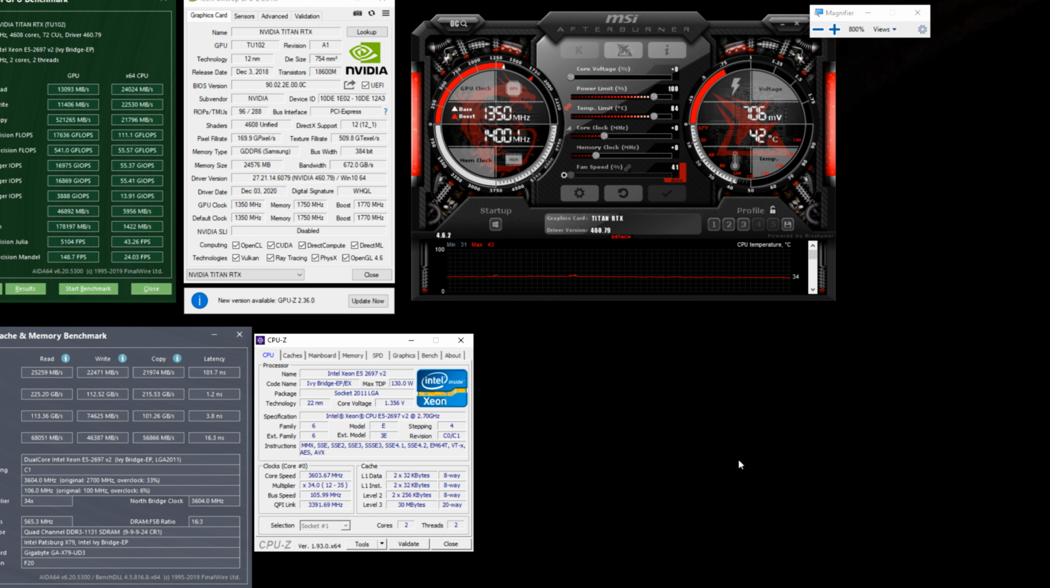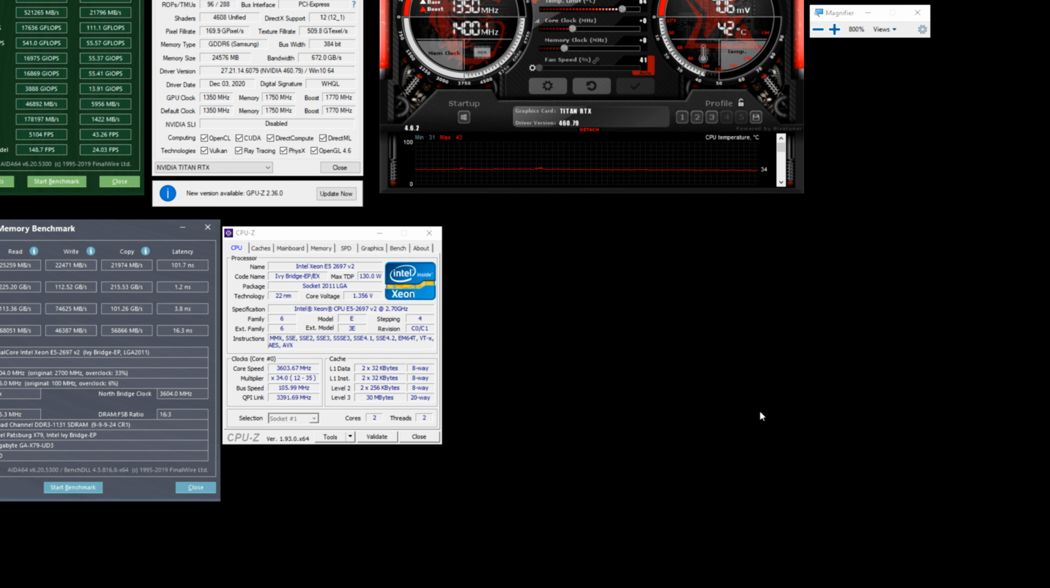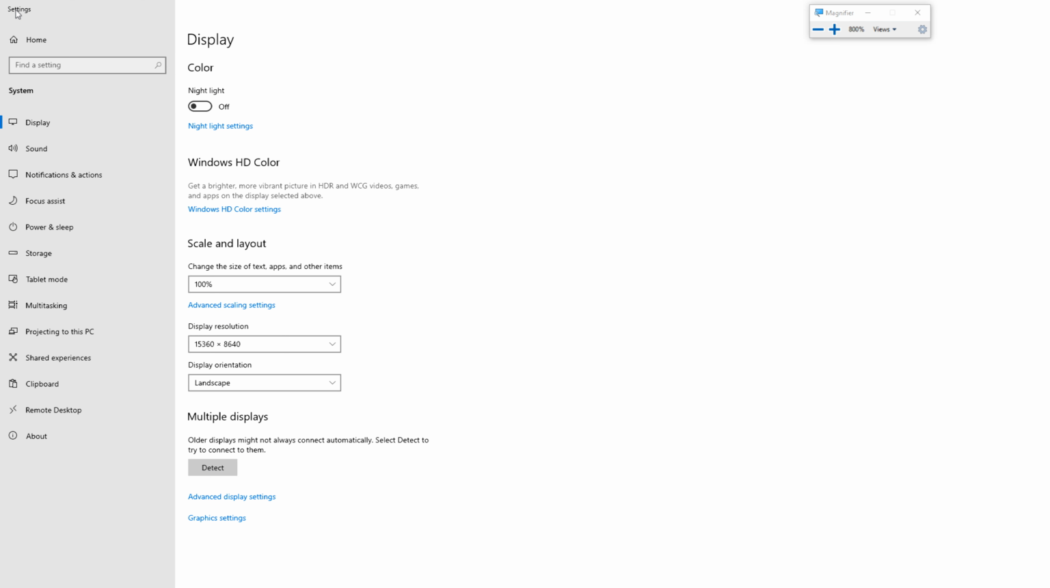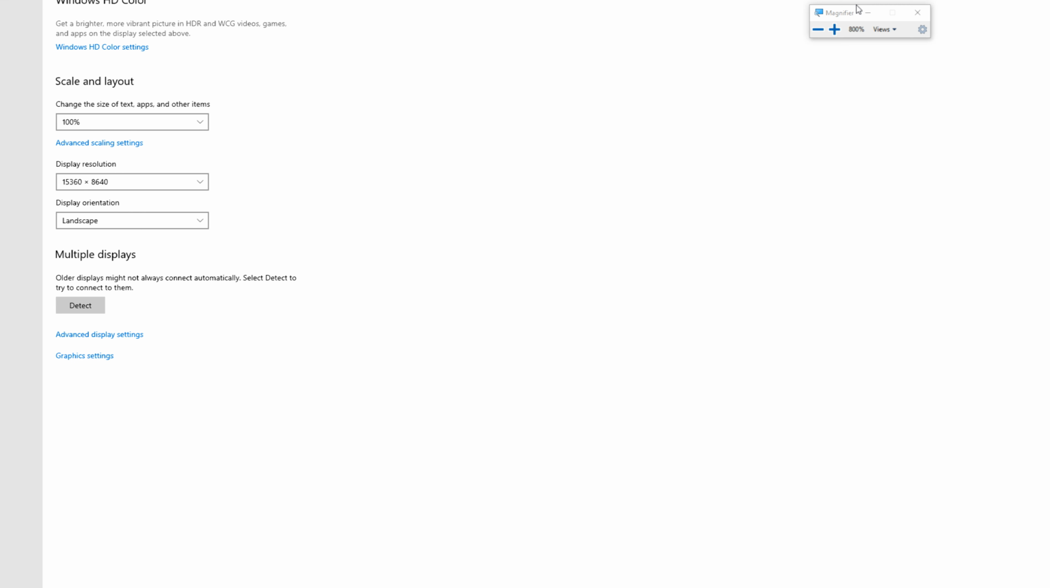All right guys, so this is it. This is pretty much everything you need to know. Let me show you that my display was running 16K resolution as well, right here, 100%, 16K resolution, which is 15,360 pixels by 8,640 pixels.